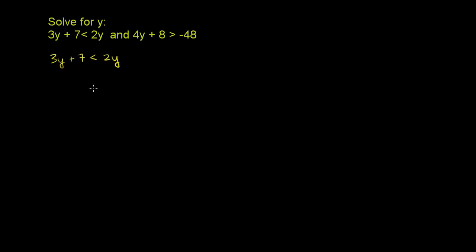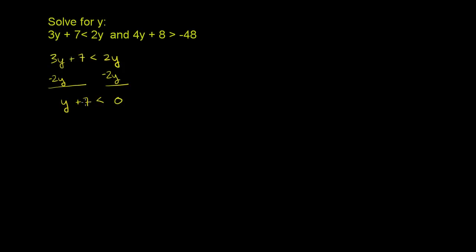So let's isolate the y's on the left-hand side. So let's get rid of this 2y on the right-hand side. And we can do that by subtracting 2y from both sides. The left-hand side, we have 3y minus 2y, which is just y, plus 7 is less than 2y minus 2y. And there's nothing else there. That's just going to be 0.